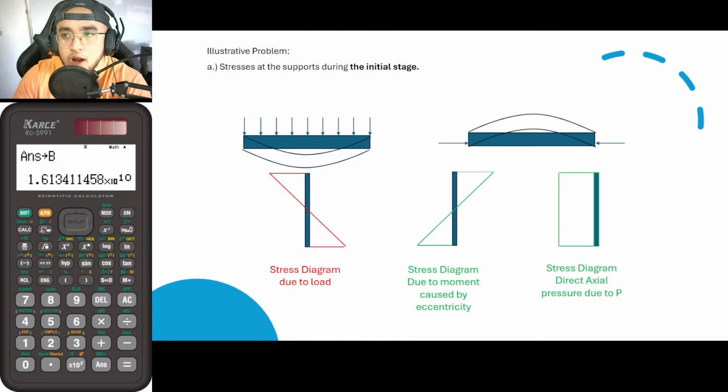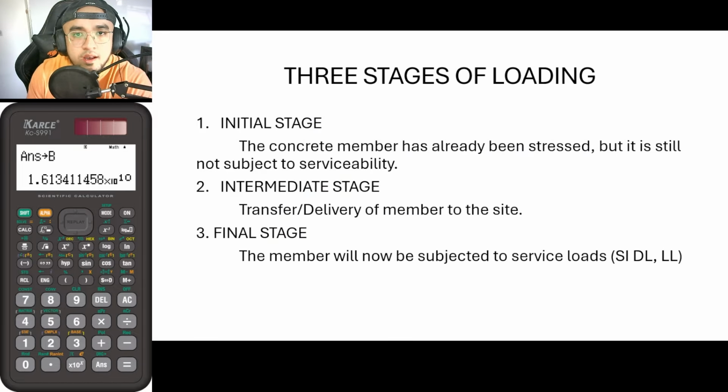again for our equation, we have Mc over I and Pec over I and P all over A. So I think I already know everything except the value of M. Okay, so again, for letter A, we would now be solving for the stresses at the supports during the initial stage. So let me remind you guys that we have three stages of loading, I should say.